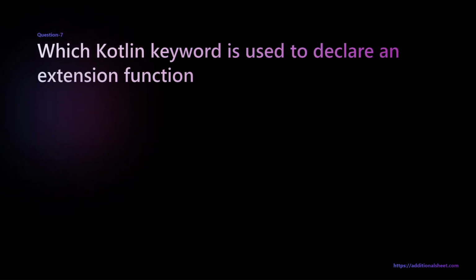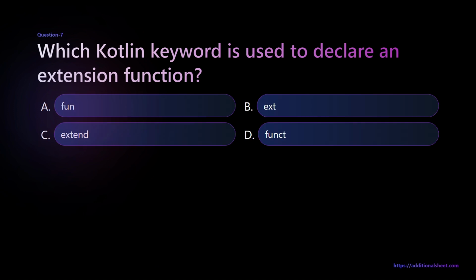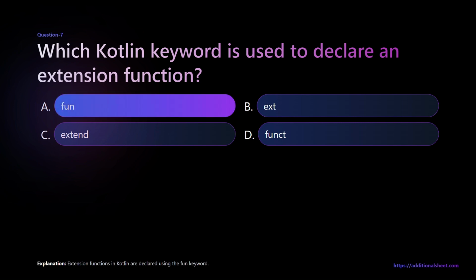Which Kotlin keyword is used to declare an extension function? Option A, fun. Option B, ext. Option C, extend. Option D, funct. The correct answer is Option A, fun.